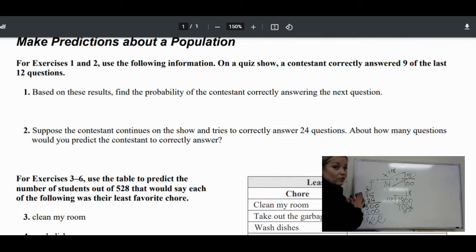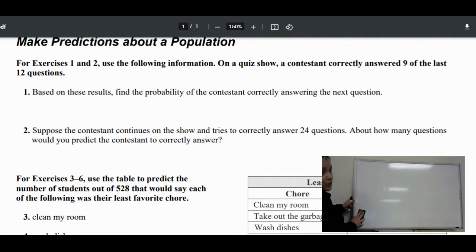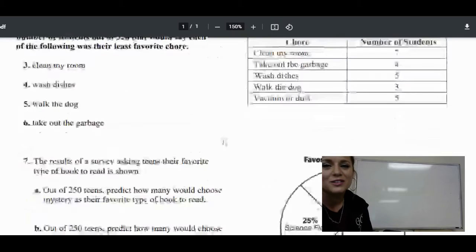All right. If you have a question, raise your hand. I will come help you. All right, next up. This is where we're going to be doing some proportions. This is what I like. It's my fave. All right, so let's look at this.